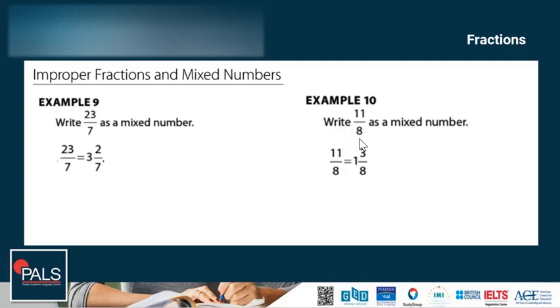Example 10. Write 11 over 8 as a mixed number. 11 over 8. The denominator 8 can divide 11 once with 3 left over. So 11 over 8 is equals to 1 and 3 over 8. The whole number answer is 1, okay, the whole number, and the leftover will be the numerator over the denominator 8.